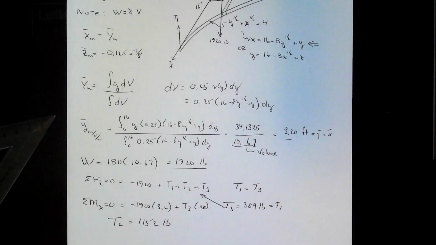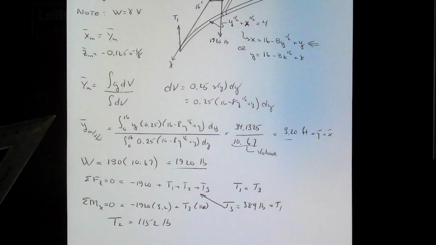The specific weight of the plate, which is like density, is 180 pounds per cubic foot. The thickness of this plate is 1/4 foot, or 3 inches. And so what we want to find is the center of gravity of the plate. And then we want to figure out what is the tension in the cords.